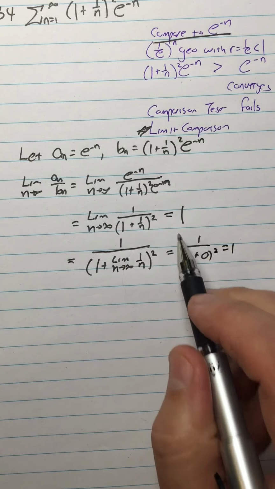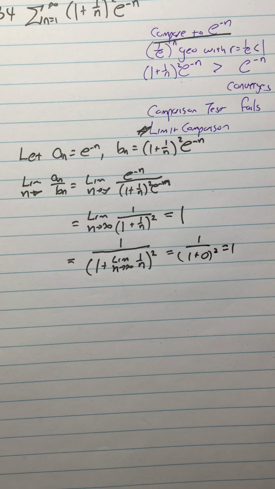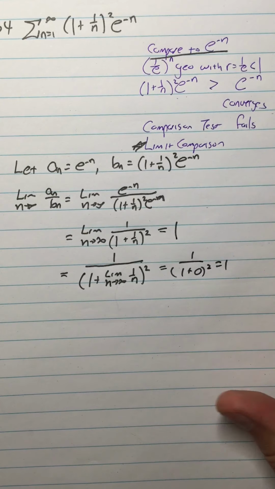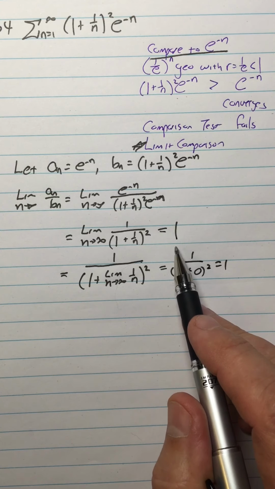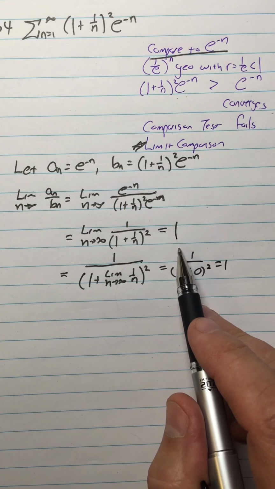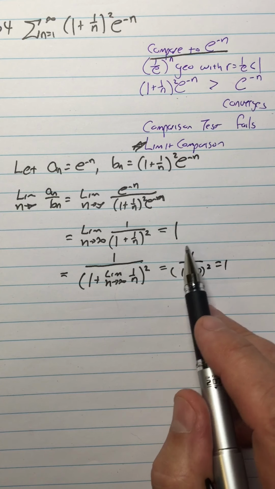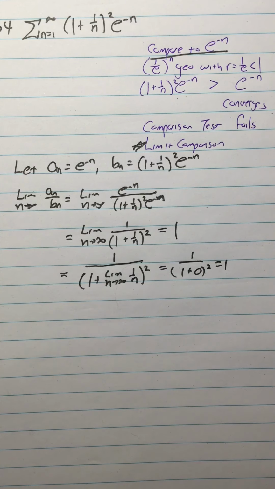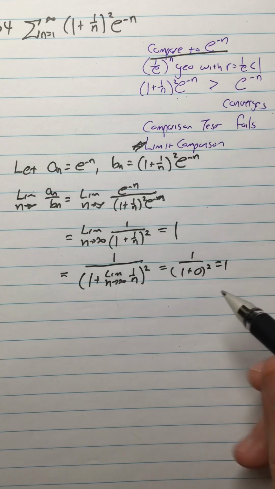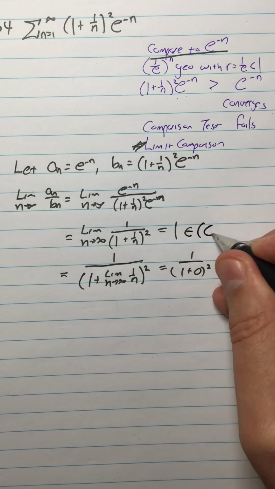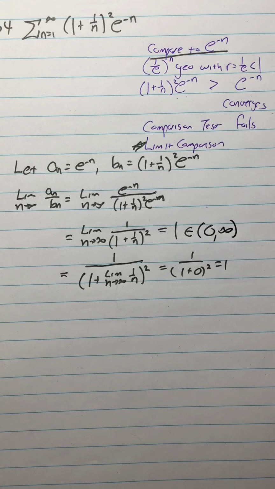Now, this ratio is not always going to be 1. Sometimes it's going to be 4. It could be 7. It could be 800 billion, as long as it's not infinity, or negative 1, or 0. If that limit turns out to be 0, then I cannot use the limit comparison test. But I got 1, and I'm going to note that that is, in fact, a positive finite real number. It could be pi. It could be anything, as long as it's finite and positive.